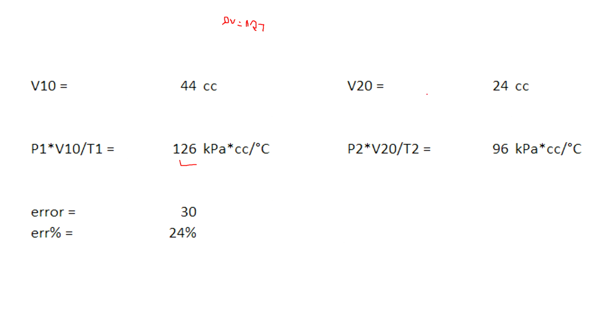Here we get 126 kilopascals times cubic centimeters over centigrades, and here we get 96 of the same unit. This is an error of 30, which counts to around 24% of error, assuming that the first value is the theoretical one, the more correct one. This discrepancy can be accounted for by a lot of things. For example, as I said before, the temperature tries to always go back to the ambient temperature, so therefore it's always lower than it should be.